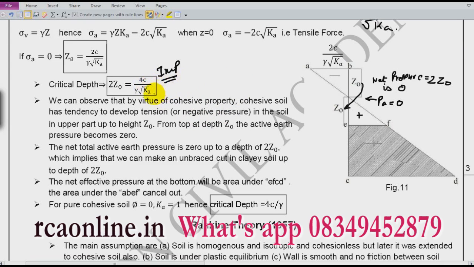Now if you simplify it further, if I have a pure cohesive soil like here, you will see that phi is 0 for pure cohesive soil and Ka is 1. Hence, critical depth is 4c by gamma. Okay, friend, please remember this. It has been asked a lot of times in many ways. So please remember this formula or this formula. This is a generalized formula and this is a special formula for pure cohesive soil.